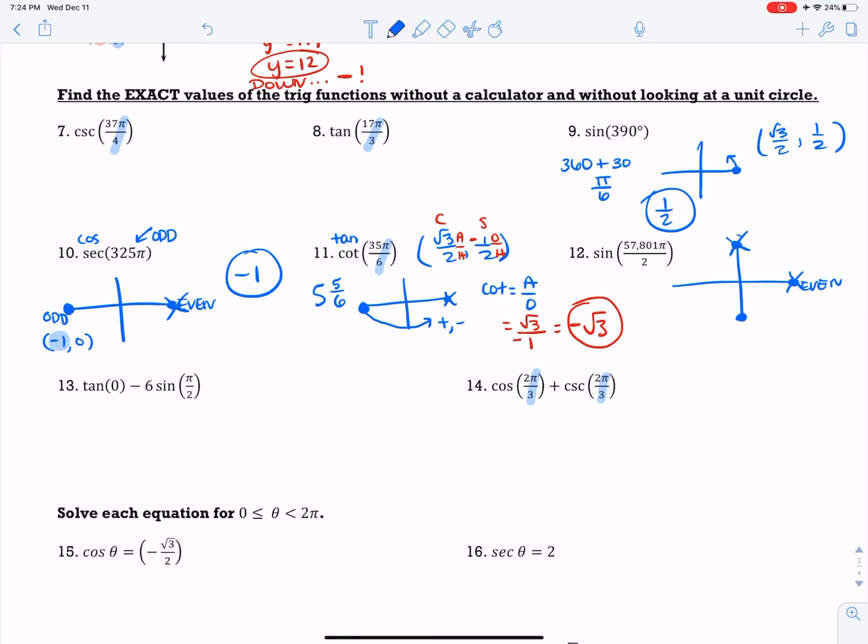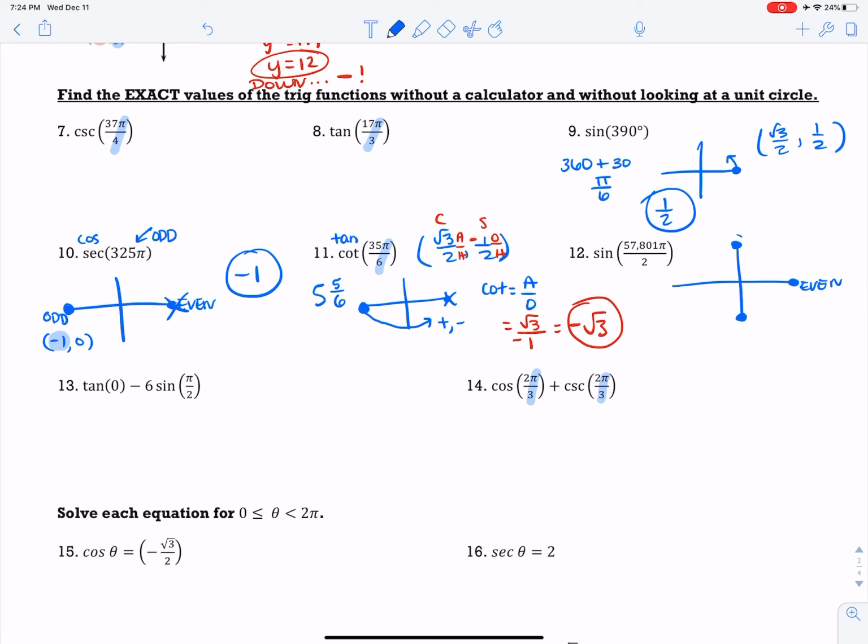And you can always ask your teacher more questions if you're not understanding completely. You also could divide so that you can see, okay, how many times is 2 going into 57,801? And that's a whole bunch of whole times, which is an even amount. And then you have 1 over 2 left over.